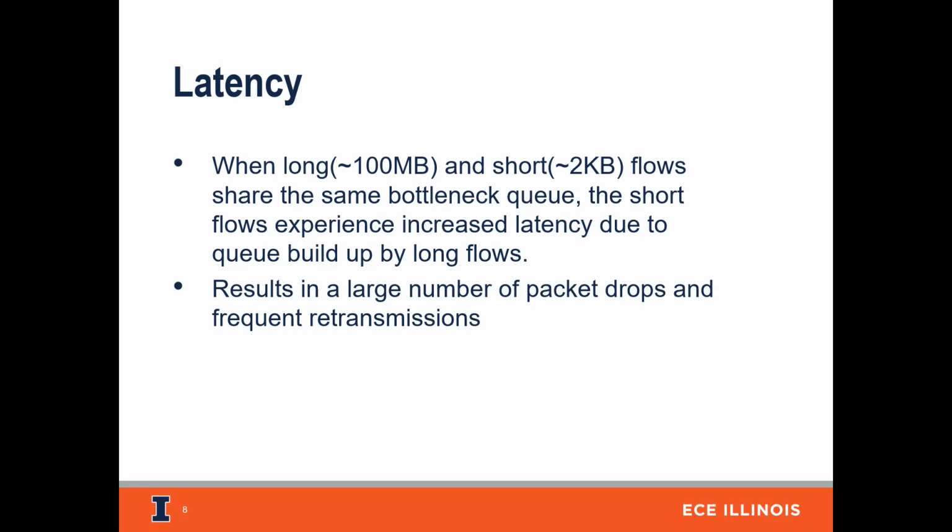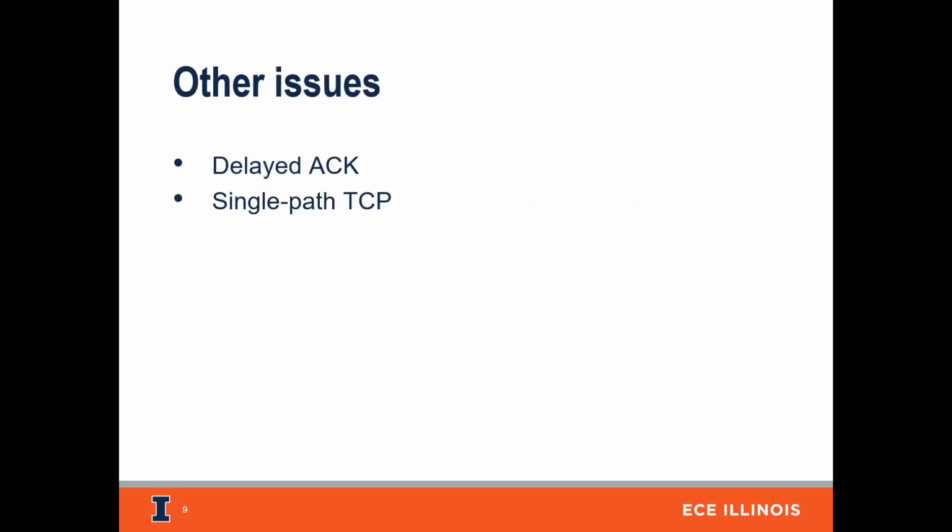When the long and short flows share the same bottleneck queue, the short flows experience increased latency due to the queue built up by long flows. The result is a large number of packet drops and frequent retransmissions. In data center networks, the majority of traffic is bursty, and hence the packets of short-lived TCP flows get dropped frequently. There are also issues like delay ACK and single pass TCP, but we will not focus on those.